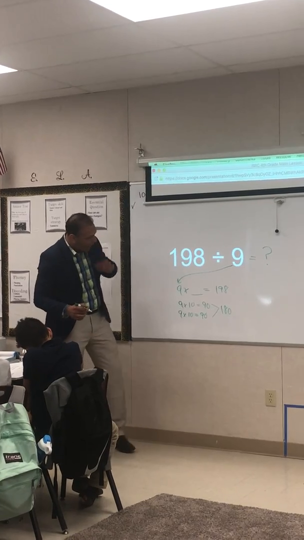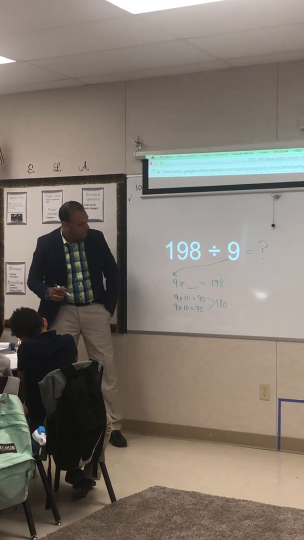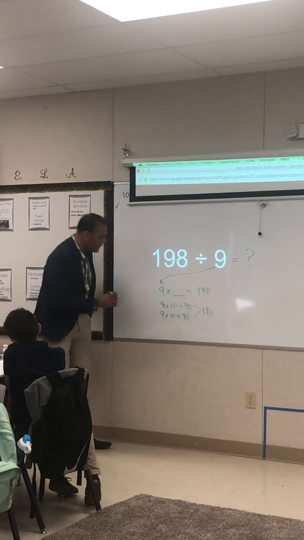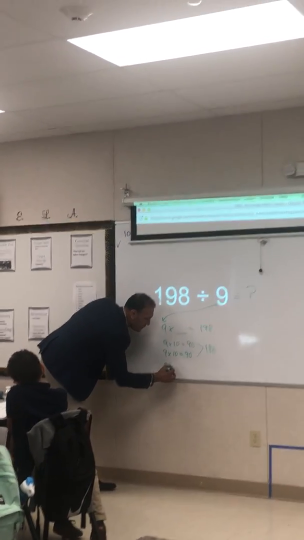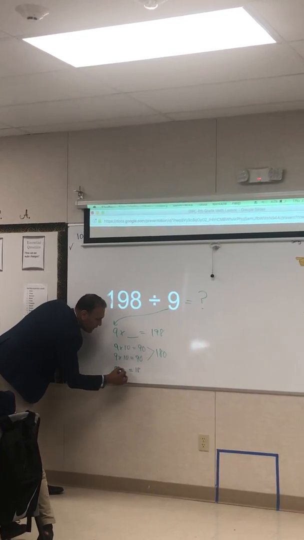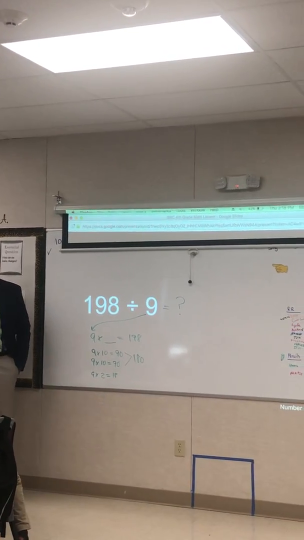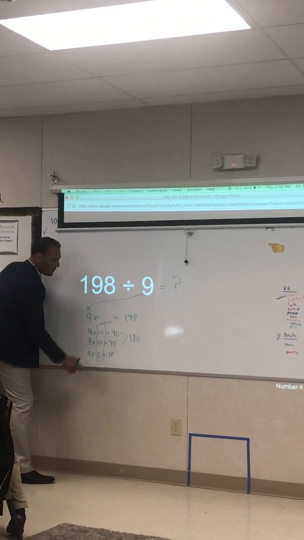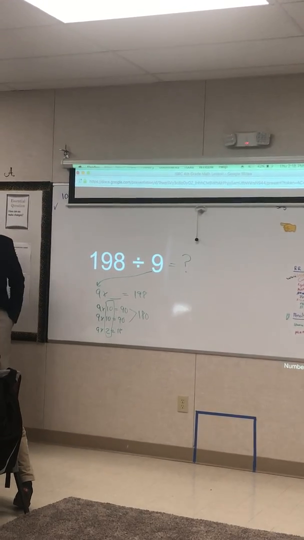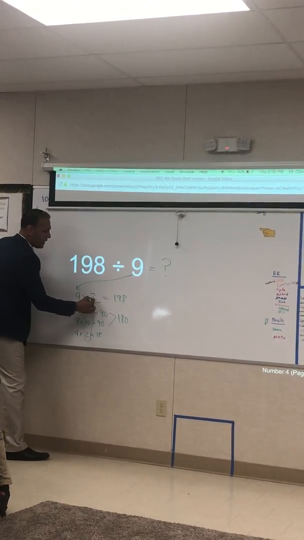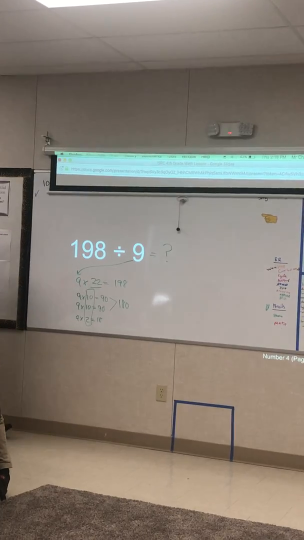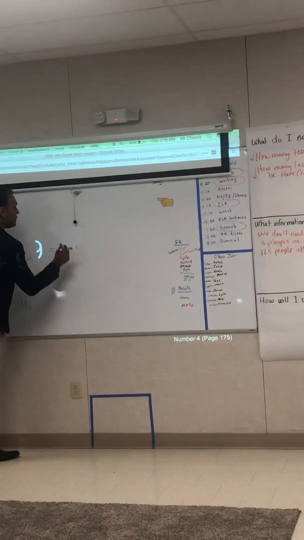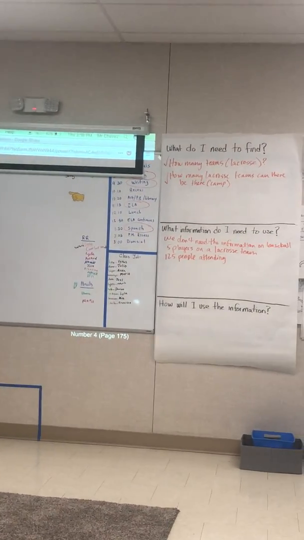So now I have to think, how much more do I need to get to that? Think about 18 more, right? So 9 times something is going to give me 18. And that's 2. So all I do is say, okay, I'm going to add these up right here. 10 plus 10 is 20 plus 2 is 22. So 9 times 22 gives me 198. So 198 divided by 9 is, everybody, 22.